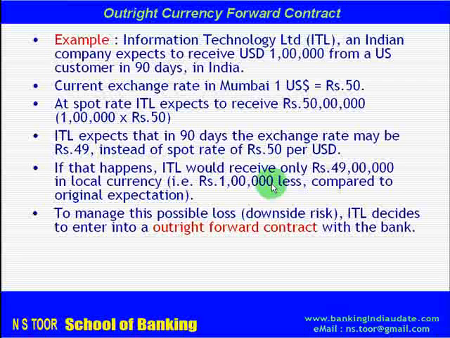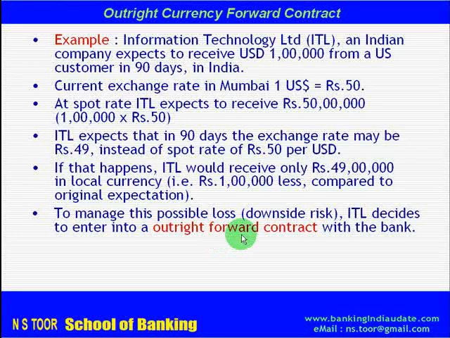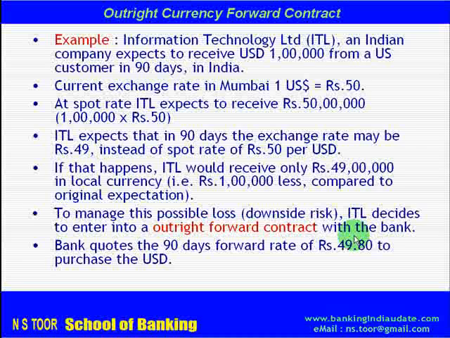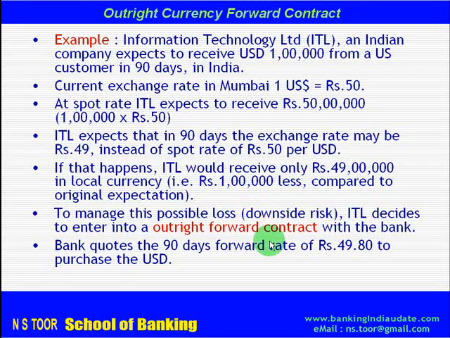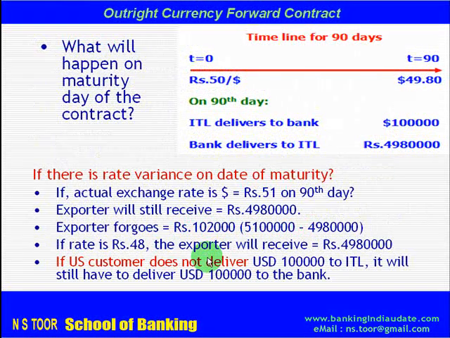To manage this possible loss, which is called downside risk, they decide to enter into an outright forward contract with the bank. Accordingly, the bank quotes a rate of 49 rupees 80 paisa to purchase the US dollar at the end of the 90th day. Now, how does this contract materialize?